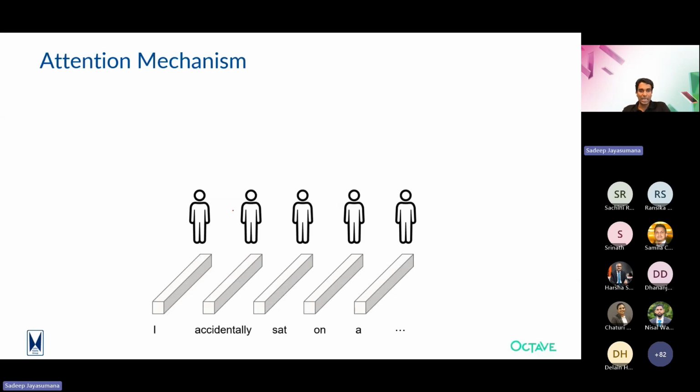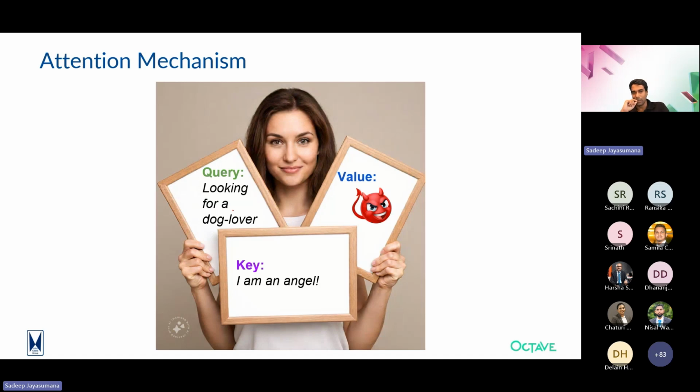And for each person, this is a person, for example, who is going to participate in our speed dating scenario. They are going to hold 3 boards. On one board, they are going to say what they are looking for. Let's say this lady over here says, I'm looking for a dog lover. So that's who she's interested in dating, right? That's the query.